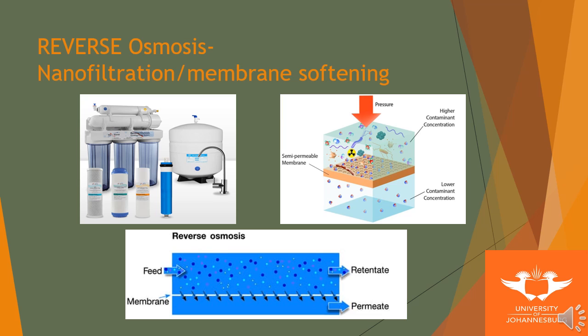Now on to nanofiltration, which is also known as membrane softening. Nanofiltration works in the same way as reverse osmosis, but the semi-permeable membrane is looser, allowing some salts to pass through while rejecting bigger dissolved molecules, including hardness, organics, and color. A practical example for reverse osmosis is the desalination of seawater.